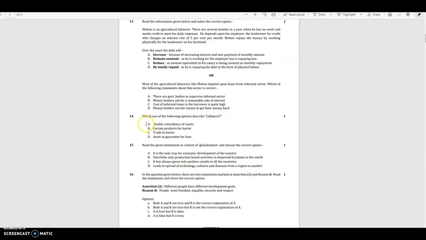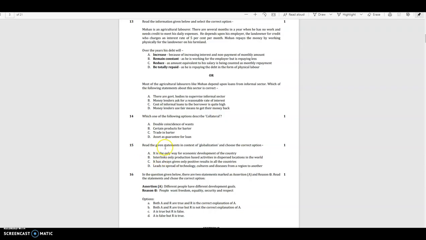Then next one, which one of the following options describes collateral? Double coincidence of wants, which is related to the barter system. Certain products for barter, trade in barter, asset as guarantee for loan. So which option is correct? Asset as guarantee for loan. So collateral means an asset as guarantee for loan.